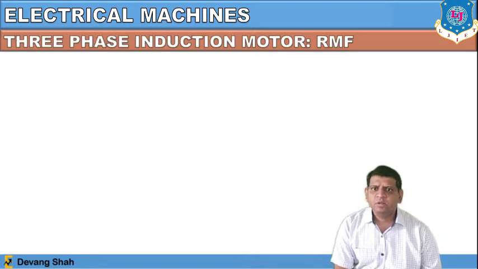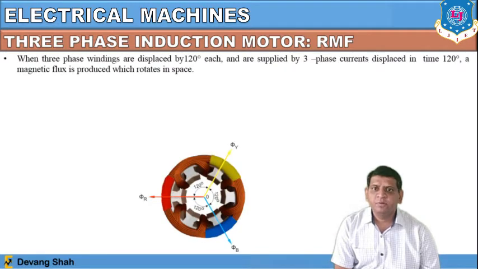We will discuss the rotating magnetic field of the three-phase induction motor. What is the principle behind this rotating magnetic field? Before discussing the principle, we will check the arrangement of winding in the three-phase induction motor. Here, three-phase windings are placed 120 degrees apart from each other, having currents displaced in time by 120 degrees, and the magnetic flux produced rotates in space. So here you can see the rotating magnetic field will be produced.